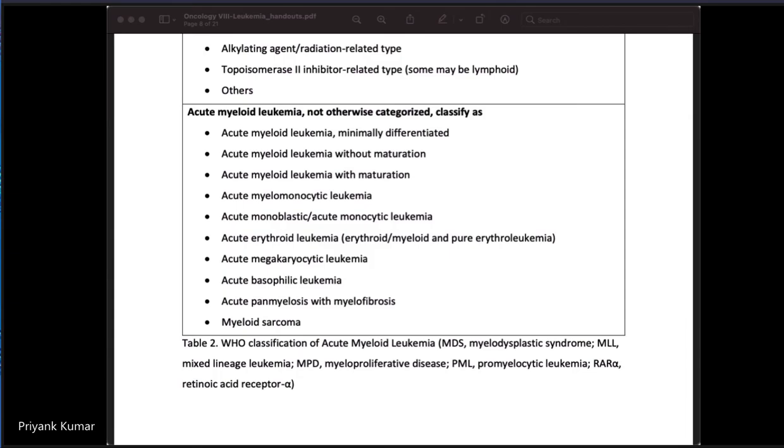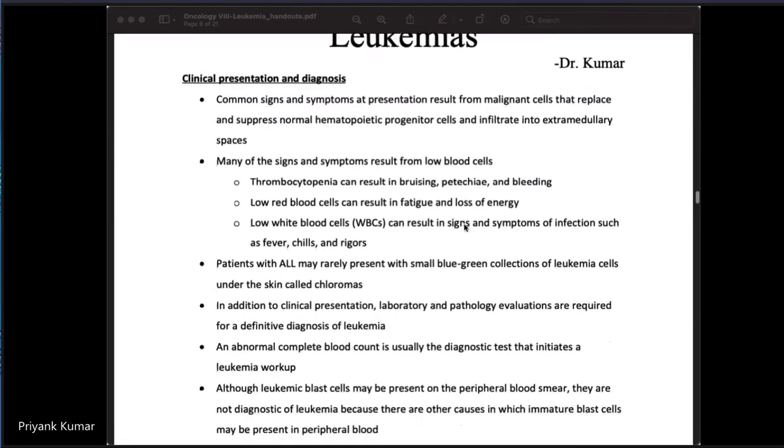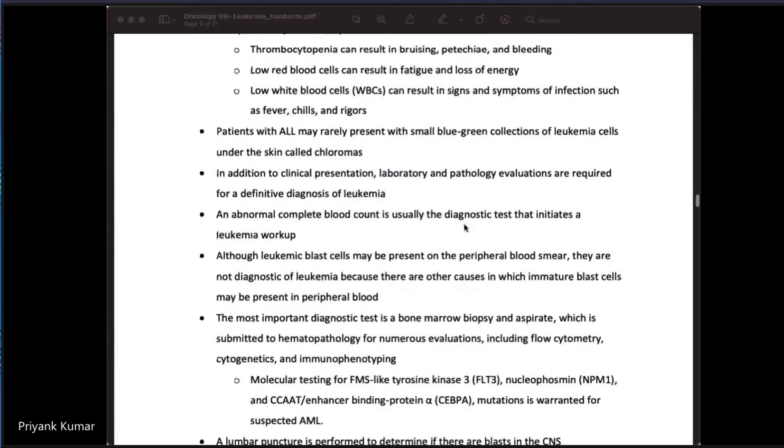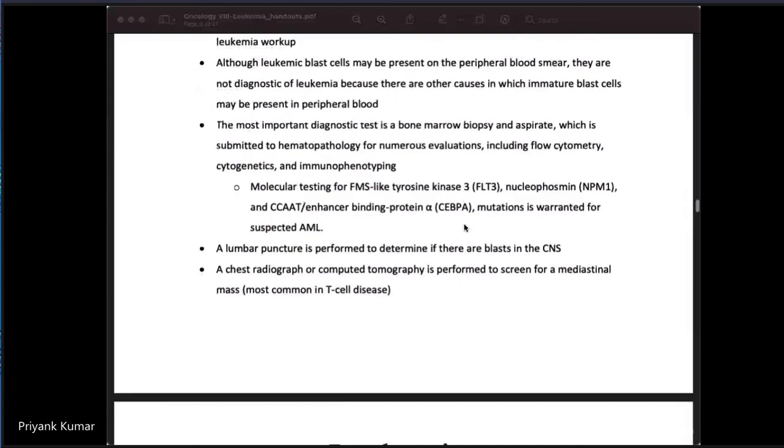All right, so moving on to clinical presentation. The diagnostic test is bone marrow biopsy and aspiration. Cytogenetics is also done, and immunophenotyping is done. In immunophenotyping, FMS-like tyrosine kinase 3 mutations are found.